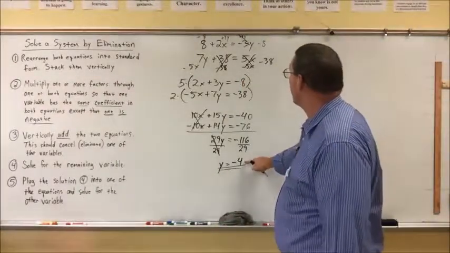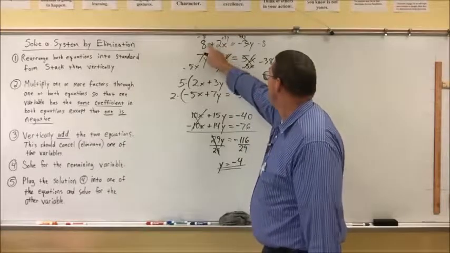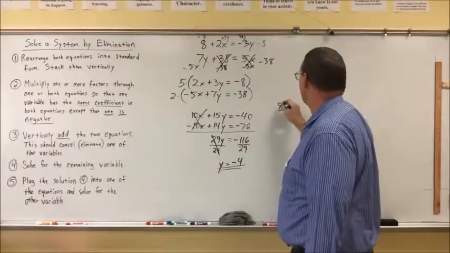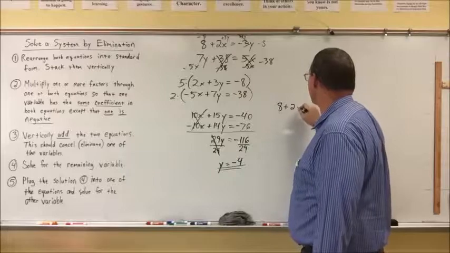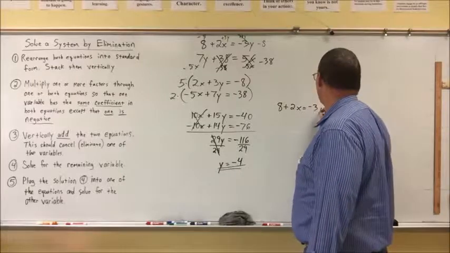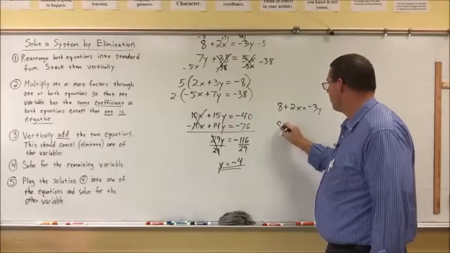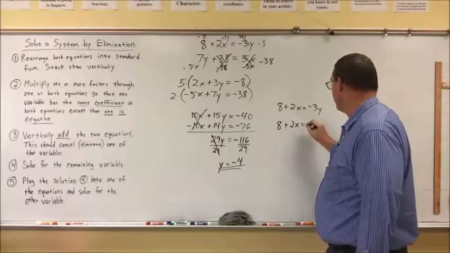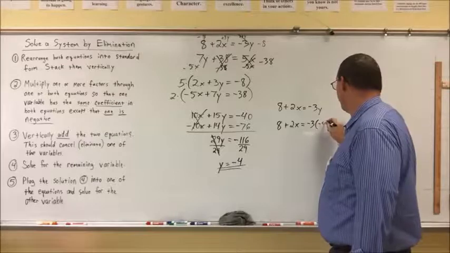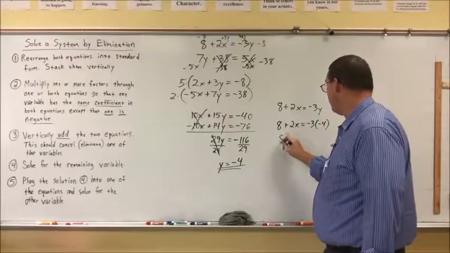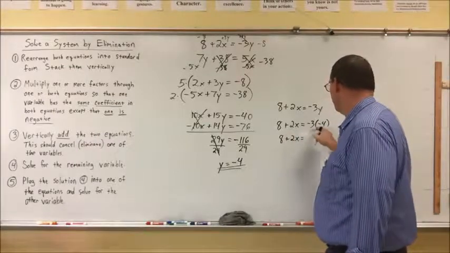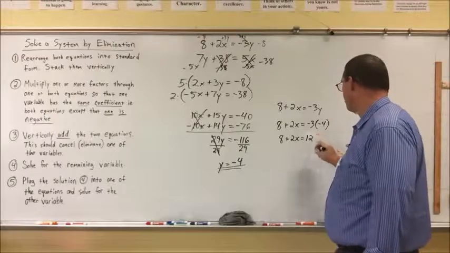Now I want to get my solution for x, so I'm going to plug negative 4 into one of these two equations. I'll use the first one right here. 8 plus 2 times x equals negative 3y. So this negative 4, which is y, I'm going to put it in for y here. So I'm going to have 8 plus 2x is equal to negative 3 times negative 4. So now I have 8 plus 2x is equal to, negative 3 times negative 4 is positive 12.